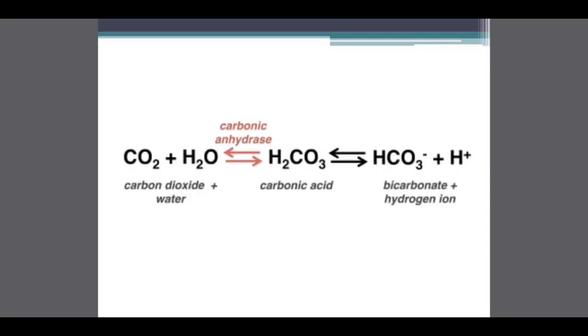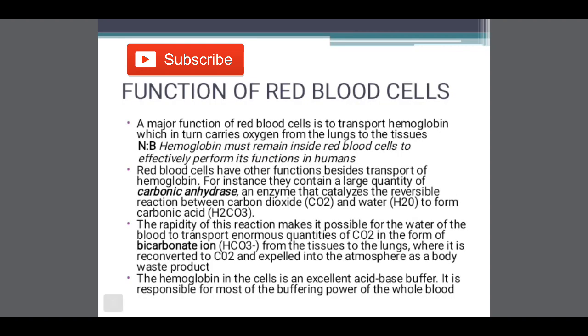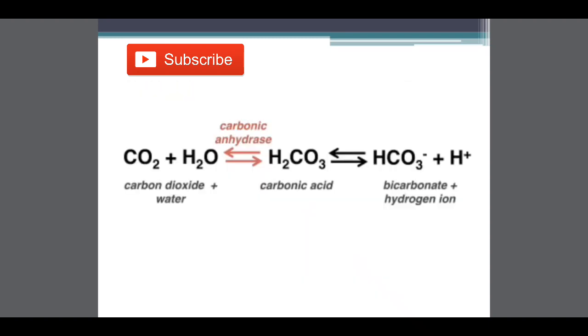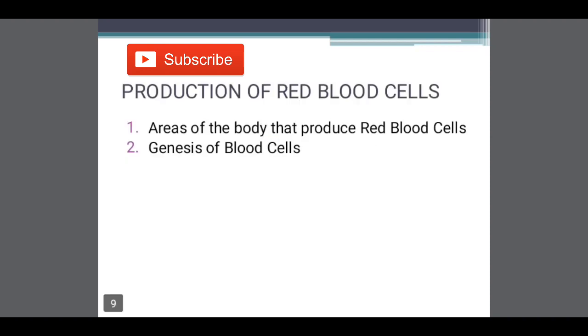We can see the equation here. Carbonic anhydrase catalyzes the reaction of carbon dioxide and water to form carbonic acid. And the rapidity of the reaction also causes a dissociation to liberate bicarbonate and hydrogen ion. Carbon dioxide is transported via this bicarbonate from the tissues to the lungs, where it is reconverted to carbon dioxide and expelled into the atmosphere as a body waste product. So this equation is very, very important.